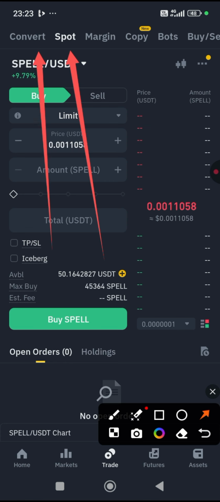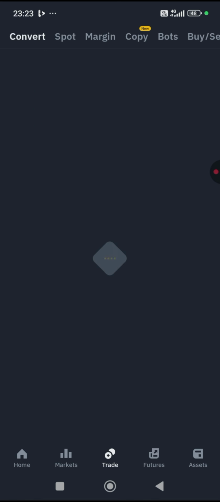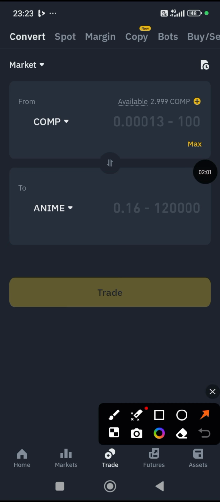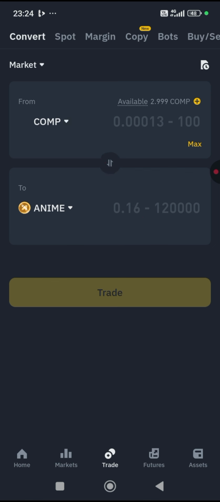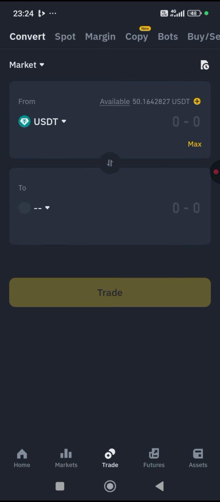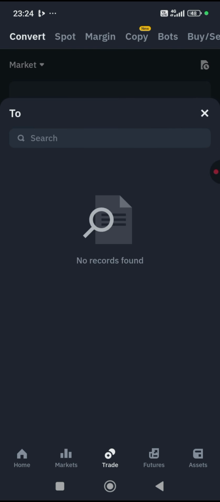what you have to do is to come to Convert. Yes, you have to convert. You tap on it, and after it has loaded, it will ask which particular token you want to convert from and to. You can see From and To. From means which particular token you have that you want to convert from. Let me say my USDT, and what I want to convert to, let me say I want to convert to Spell.